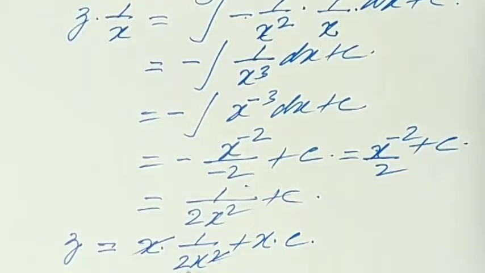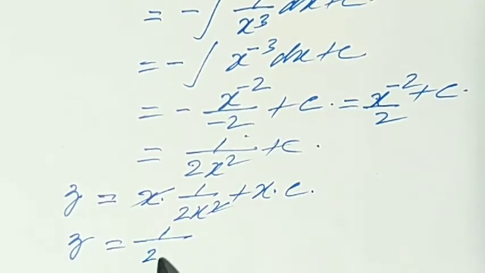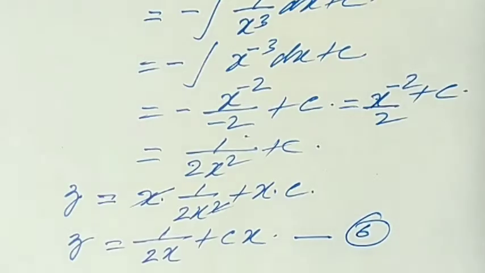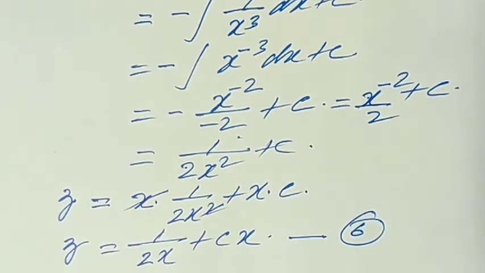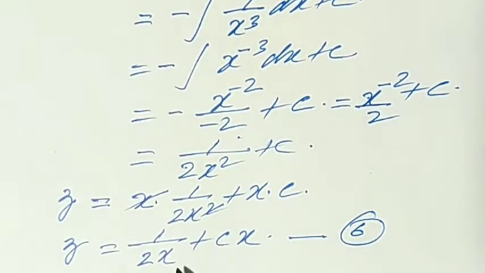So here x will cancel one part from the denominator, and we get z is equal to 1 upon 2x plus cx. Now let it be equation number 6. Why have we written equation number 6? Because this is in terms of z and x, and z is a variable assumed by us. As we have discussed earlier, the final answer should be given in the same variables given in the sum, and in the sum the variables were x and y. So the final answer should be given in x and y.